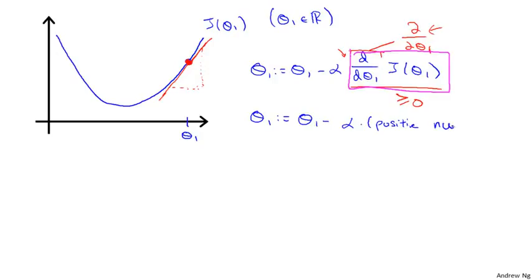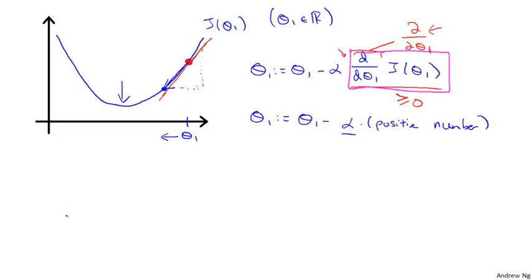Okay, in alpha, the learning rate is always a positive number. And so I'm going to take theta 1 gets updated as theta 1 minus something. So I'm going to end up moving theta 1 to the left. I'm going to decrease theta 1. And we can see this is the right thing to do, because I actually want to head in this direction, to get me closer to the minimum over there. So gradient descent so far seems to be doing the right thing.